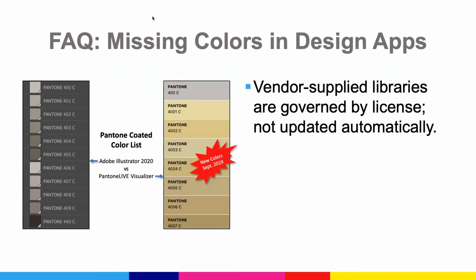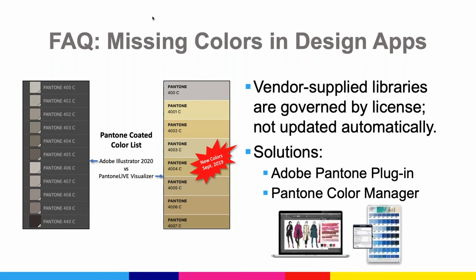Another one is, but my design app doesn't have that color to begin with. So we've spent all this time talking about it, but now I don't even have that color. Here we have an example where on one side, I have what I had in my Illustrator, and yet in Pantone Live Visualizer, I see this 4000 series. Well, this is part of the 294 new colors that were introduced in September of 2019.